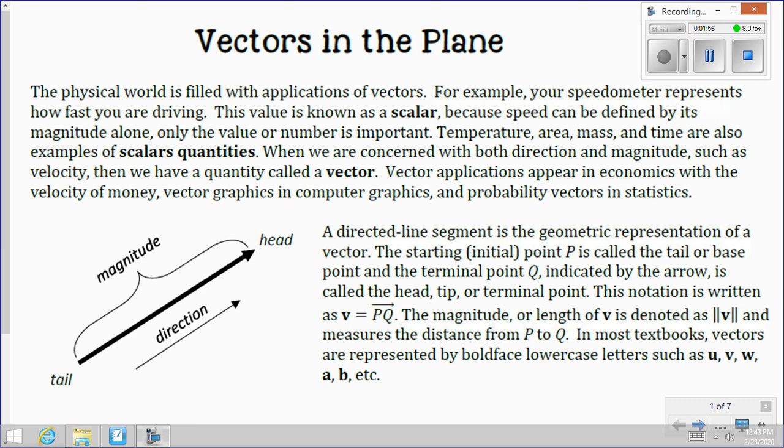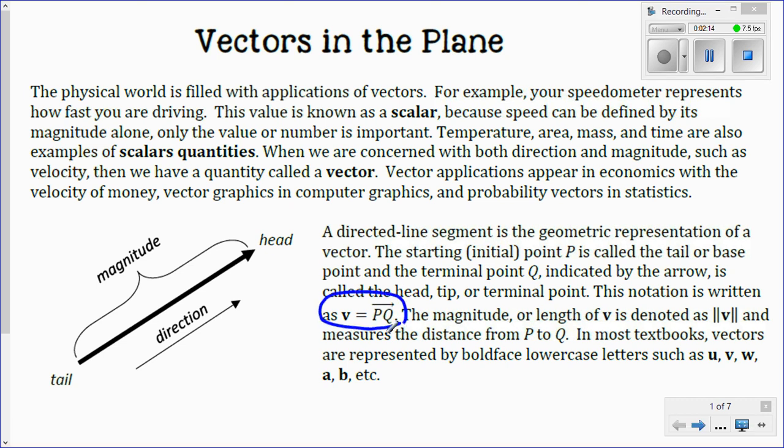In most textbooks, vectors are represented by boldface lowercase letters such as u, v, w, or maybe a and b. To notate a vector, we notate it by its initial point and terminal point, so we may indicate vector v is equal to the ray PQ, where P is the initial point and Q is the terminal point. The magnitude or length of v, which is denoted with this symbol, measures the distance from point P to point Q.